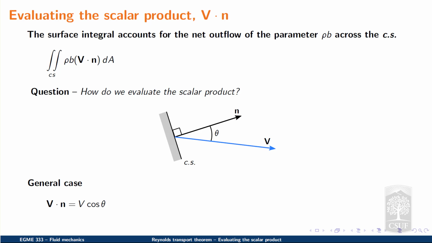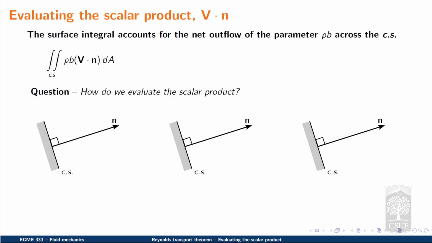So in general, v dot n should equal the magnitude of the velocity or the speed, capital V, times the cosine of the angle between the velocity vector and the unit normal vector, little bold n. However, I do want to discuss three specific cases where we can categorize v dot n.